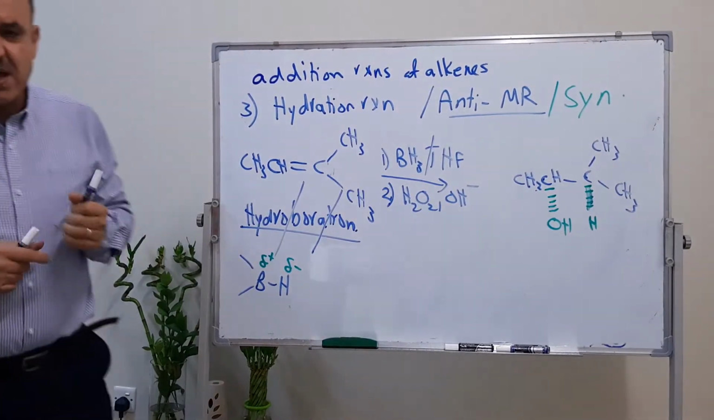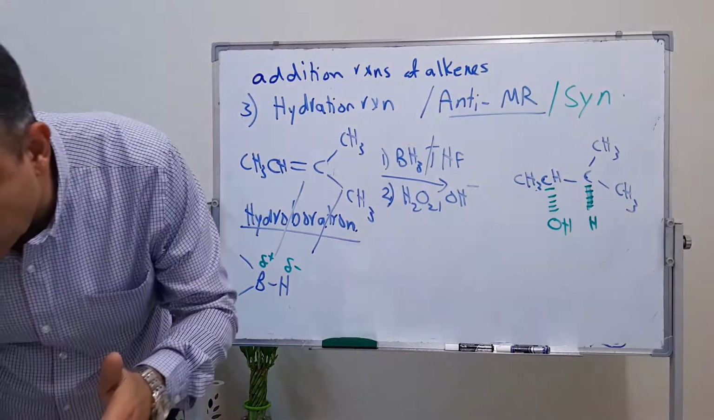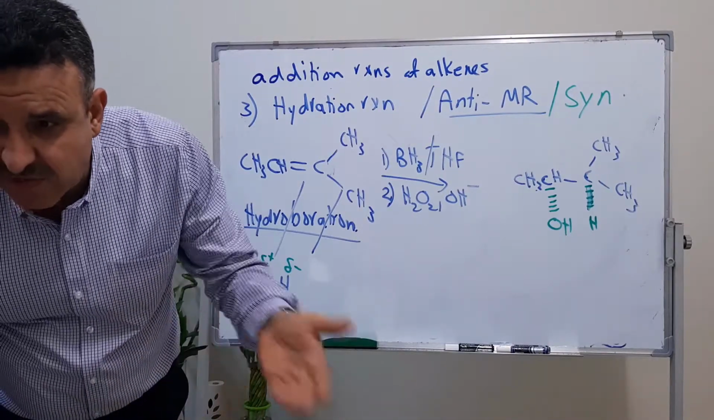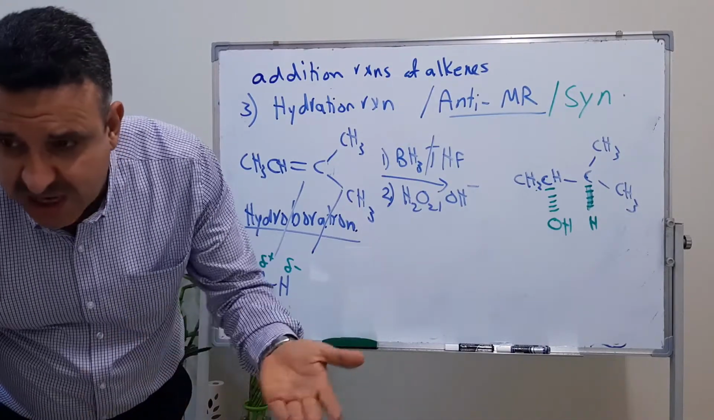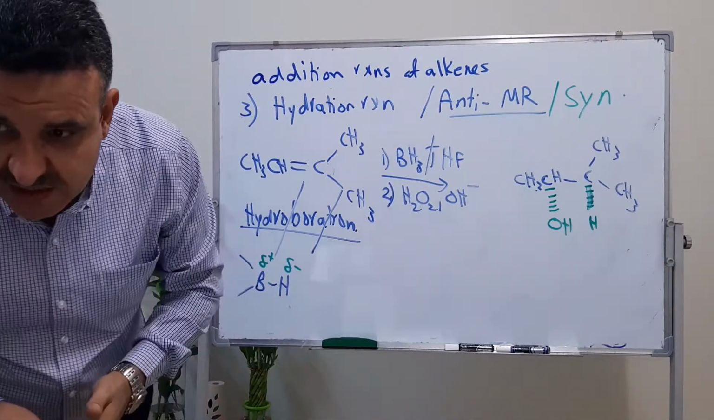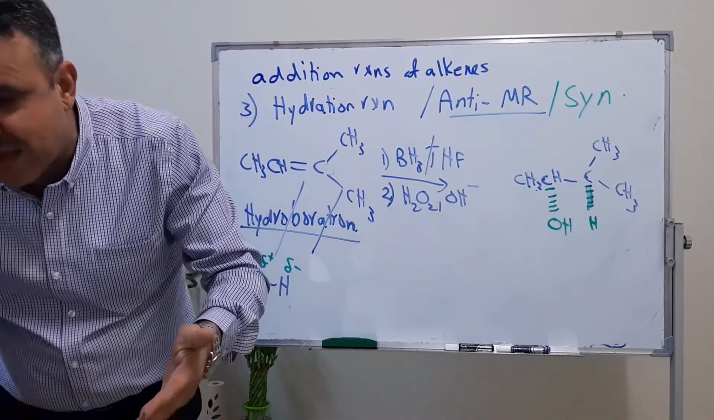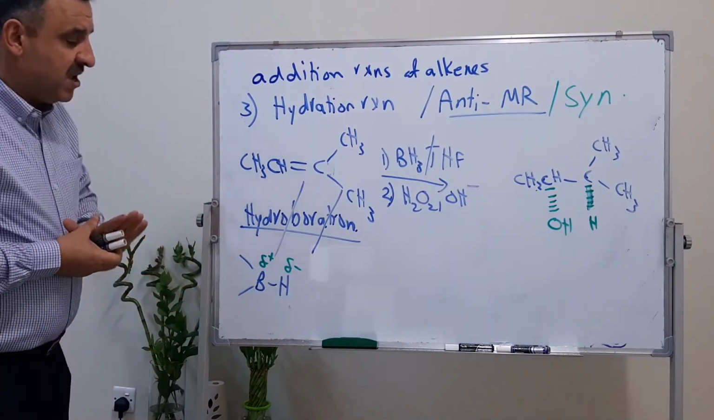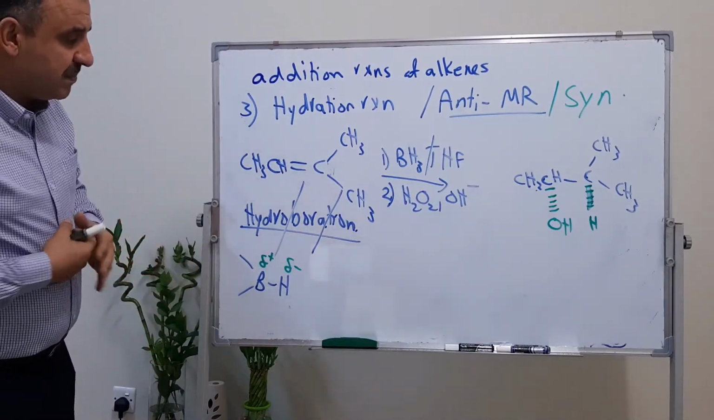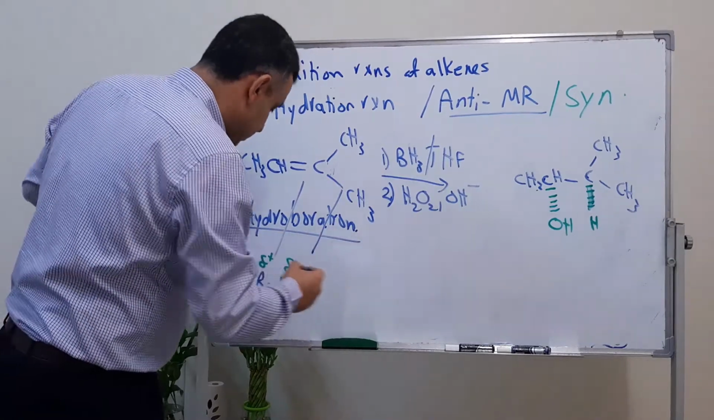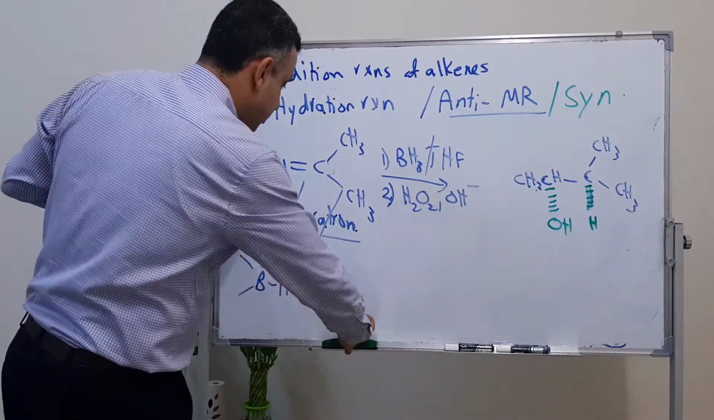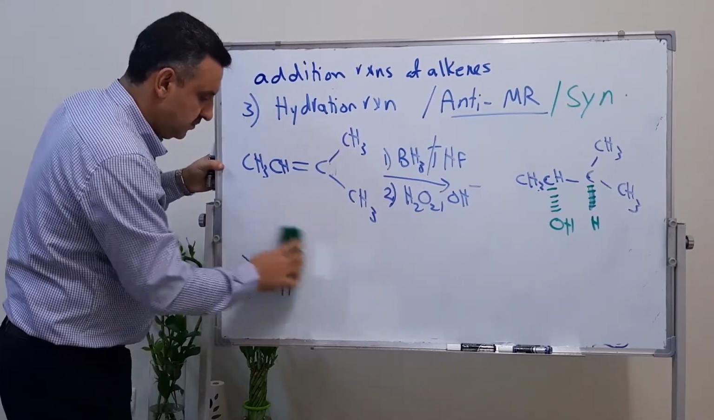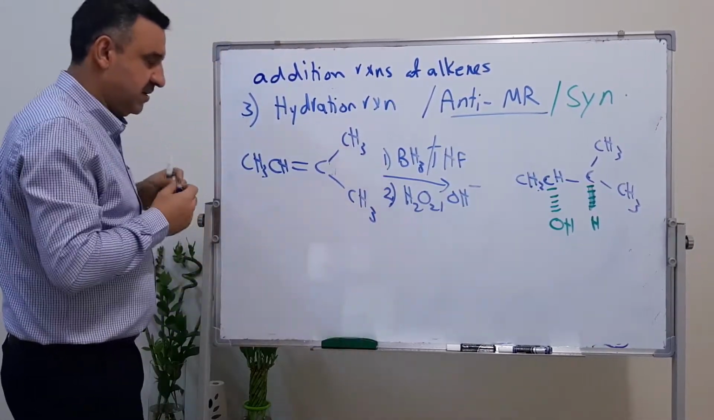Do you follow me? And by the way, that's always the case whenever hydrogen is attached to any metal, either boron or any other metal: the metal will be partial positive and the hydrogen will be partial negative. Do you follow me? So now, as you can see here, I'm just going to remove what we said here and bring this here.